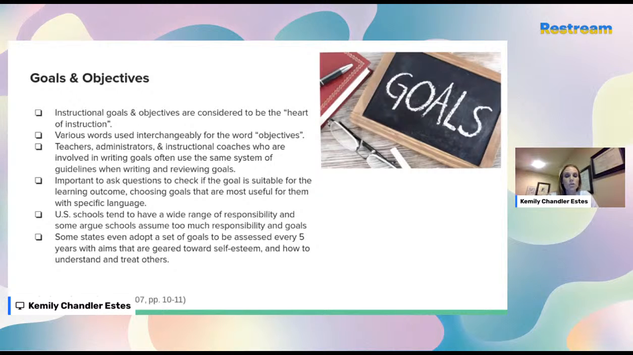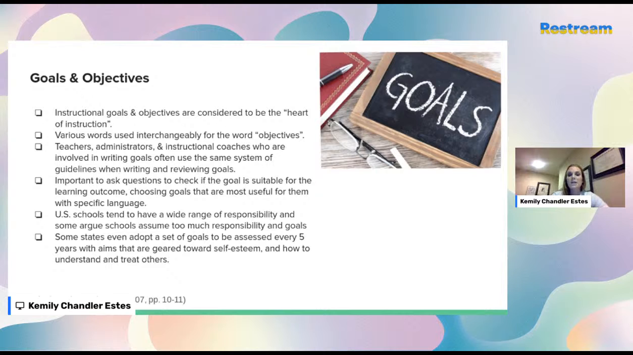Instructional goals and objectives are considered to be the heart of instruction. If you don't have goals for your class or your course, and then follow those up with objectives each and every day, week, or unit, then you're not going to know the direction you're going, and your students sure aren't going to know either. Various words can be interchanged for objectives: student learning objective, SLO, or aims. Overall, it's the student's objective.